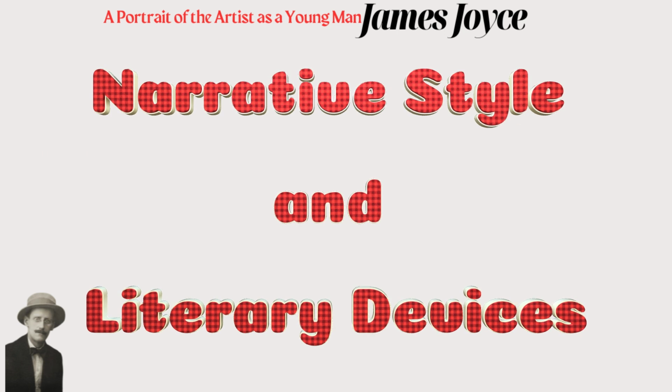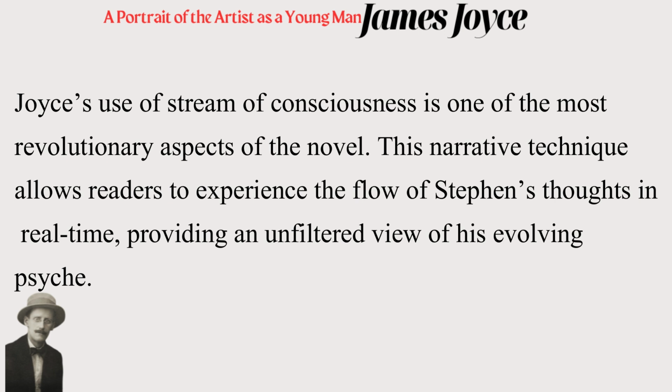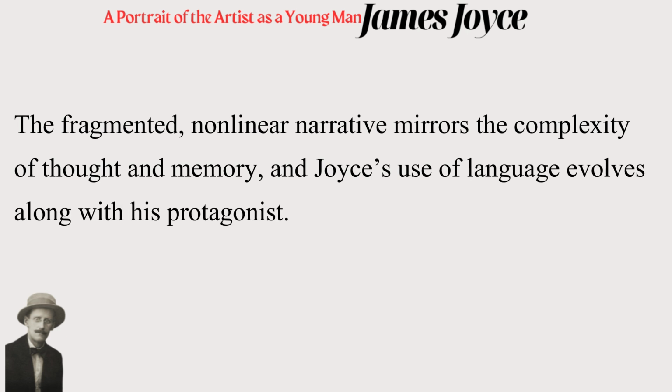Narrative style and literary devices. Joyce's use of stream of consciousness is one of the most revolutionary aspects of the novel. This narrative technique allows readers to experience the flow of Stephen's thoughts in real time, providing an unfiltered view of his evolving psyche. The fragmented, non-linear narrative mirrors the complexity of thought and memory, and Joyce's use of language evolves along with his protagonist.